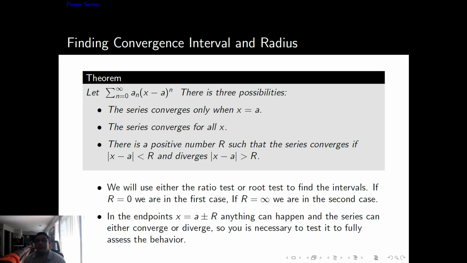When we are trying to find the radius of convergence and the interval of convergence, we are going to use the ratio test or the root test to find these intervals. If r is equal to 0, we're in the first case, where the series converges only at the point where it's centered. If r is infinity, then it converges for all x. And if we have a normal interval of convergence, with r a finite number, then we're going to have to check what happens with the endpoints.